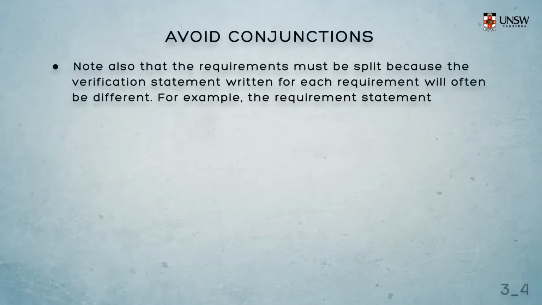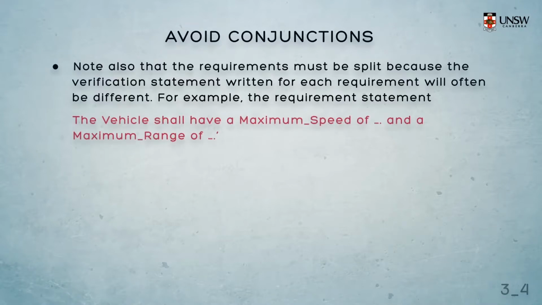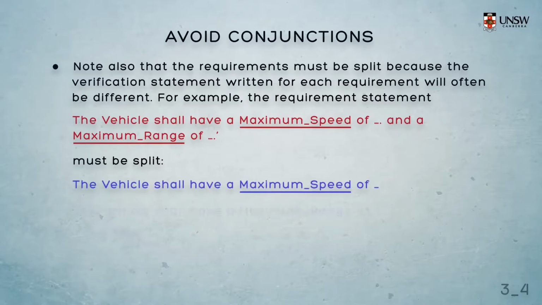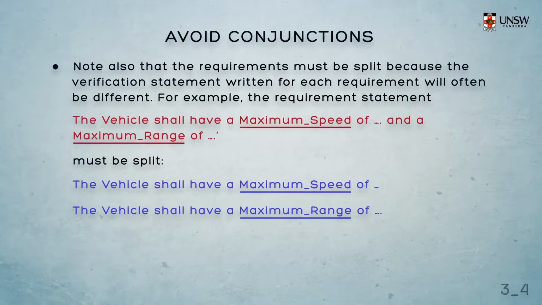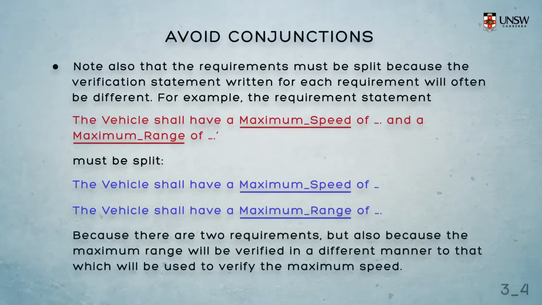Note also that the requirements must be split because the verification statement written for each requirement will also be different. For example, the requirement statement, the vehicle shall have a maximum speed of and a maximum range of, should be split into two requirements, one related to maximum speed and the other to maximum range, because they are in fact two requirements, but also because the maximum range will be verified in a different manner to that we use to verify the speed.